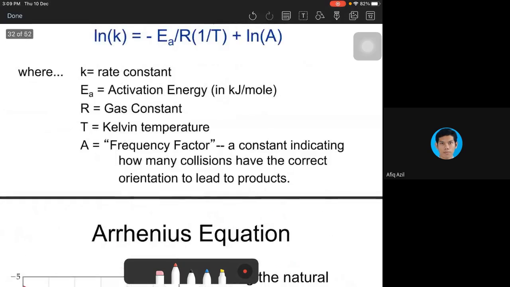So based on this formula, k is equal to the rate constant, Ea is the activation energy, R is the gas constant, T will be temperature in Kelvin, while A, the frequency factor, is basically a constant indicating how many collisions have the correct orientation in order to get the products intended.